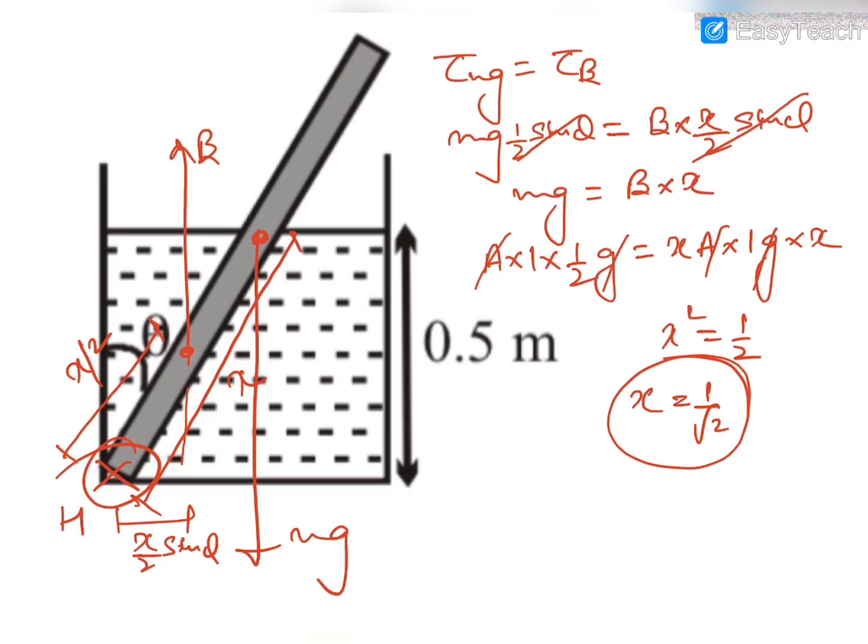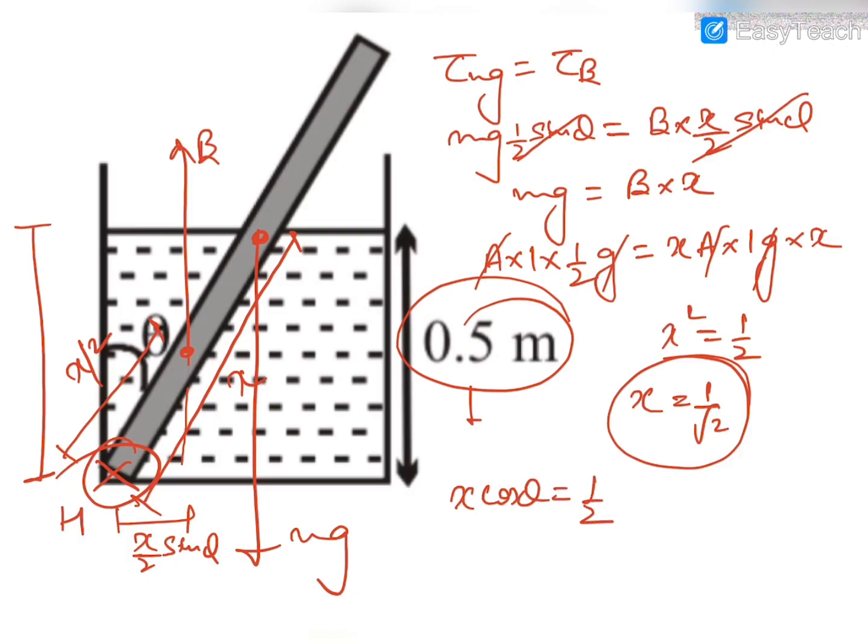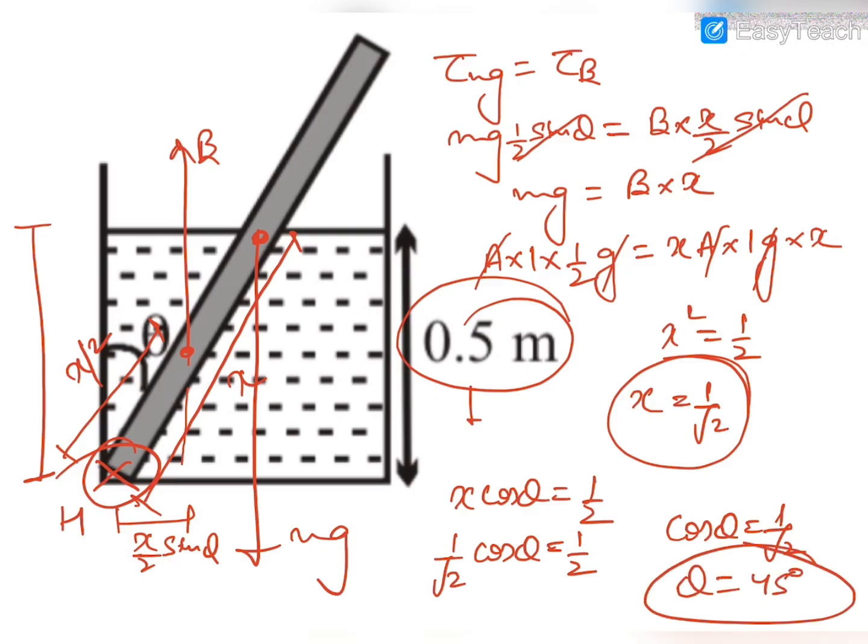Now if we say that the component of x in the vertical direction is x cos theta, so x cos theta is this one. So x cos theta is 1 by 2, and x is 1 by root 2, so cos theta will be 1 by root 2, and theta will be equal to 45 degrees. So the correct answer of this question is 45 degrees. Now let us move on to the next question.